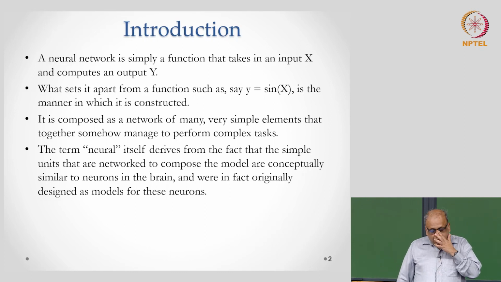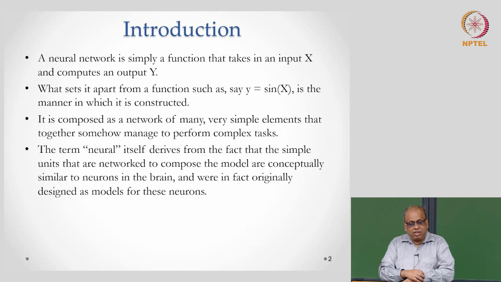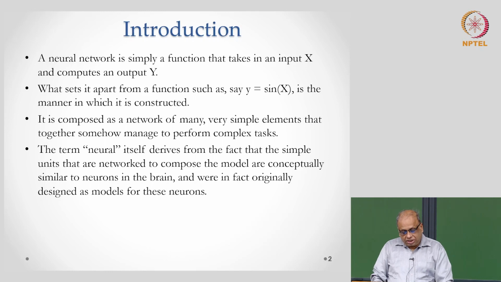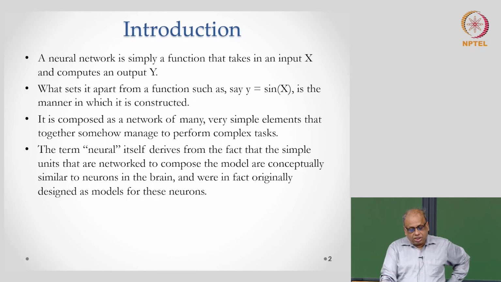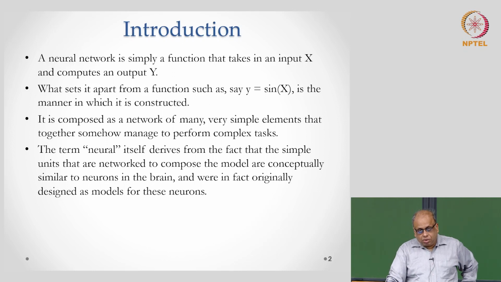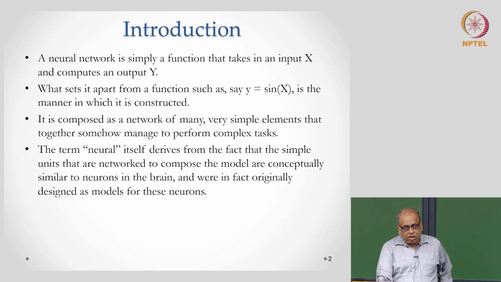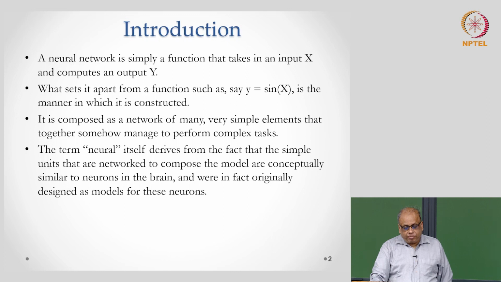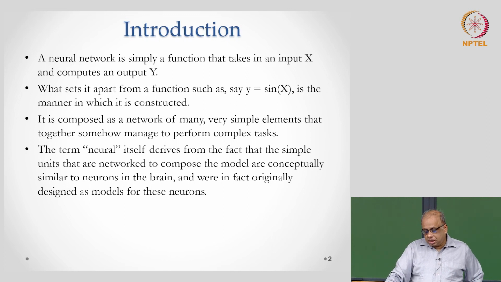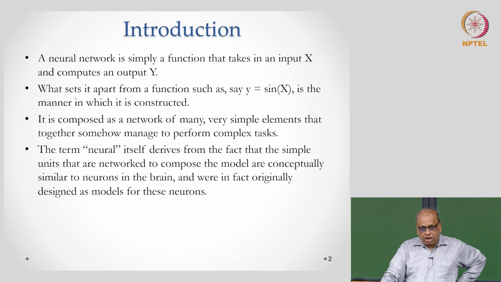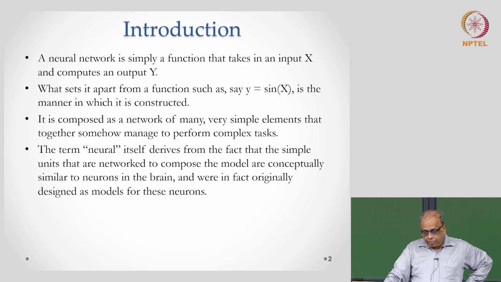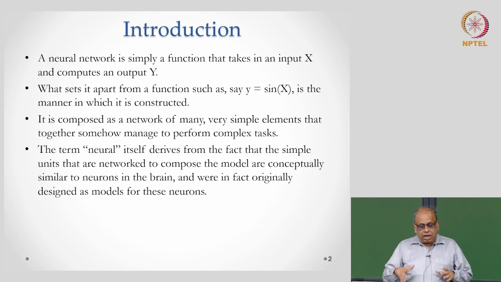Okay, so at one level you can think of neural networks, so there is a lot of hype on neural networks, but you can think of it as a function that takes an input x and computes an output y. What sets it apart from, say, y equal to sine x or other kinds of function is the manner in which it is constructed. Because of the complex nature of the neural network, you can do magical things using it. It is composed of many very simple elements that together somehow manage to perform very complex tasks.